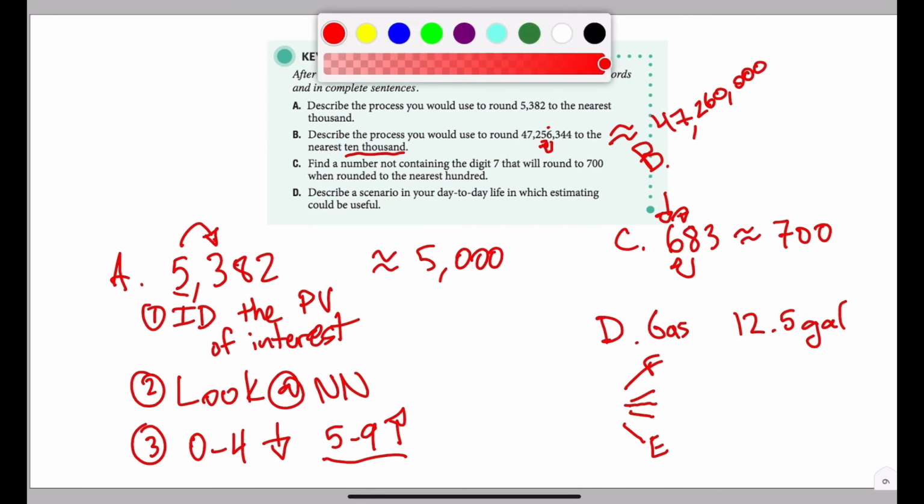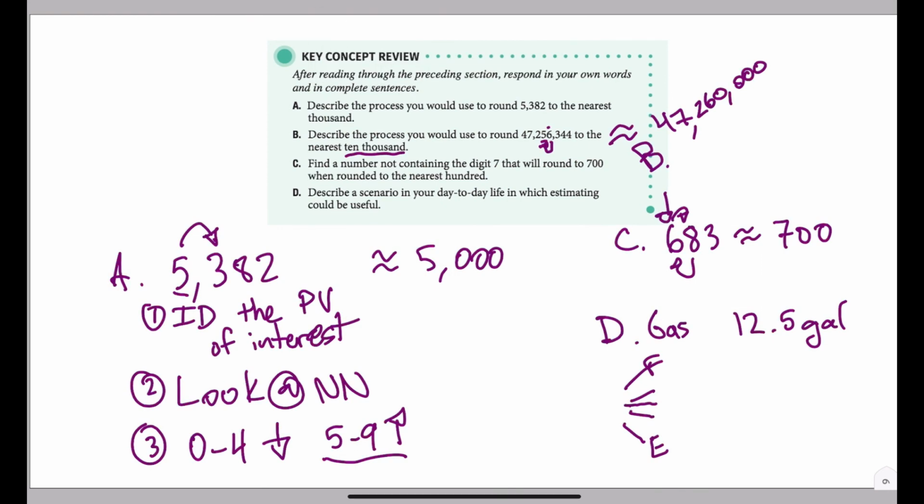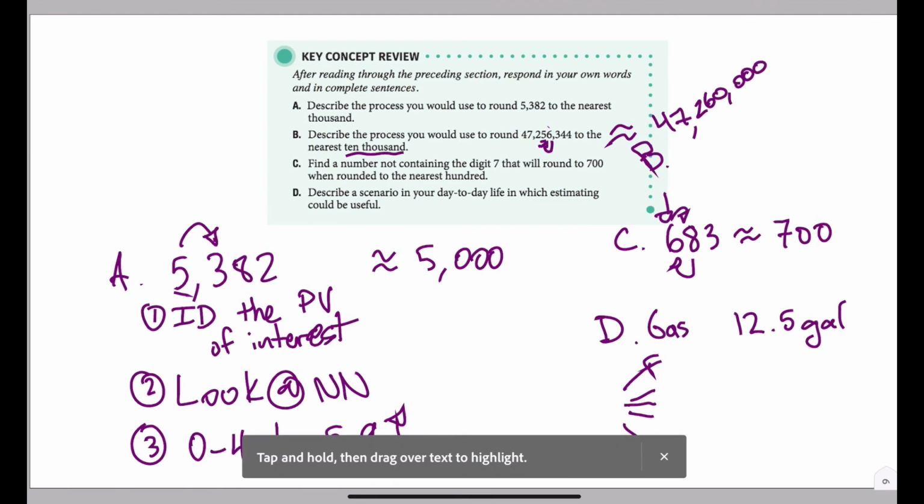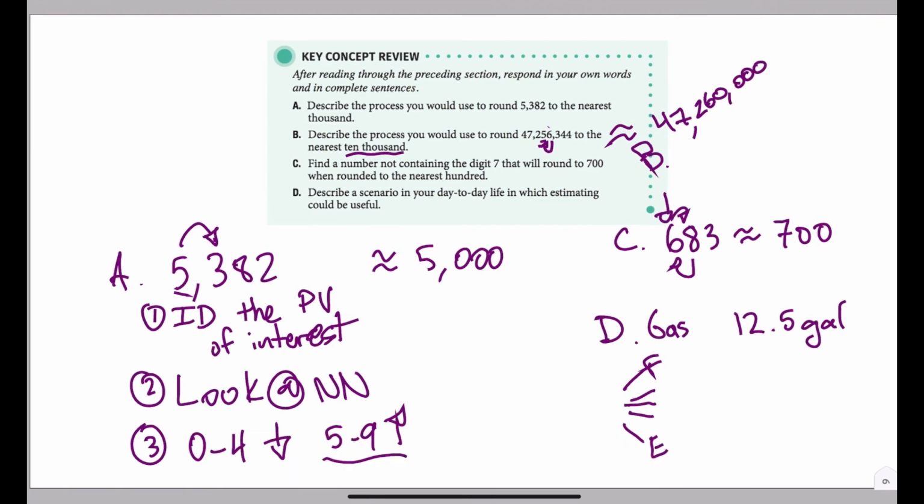I just wanted to show you, what if it's at a quarter tank? Okay, so if it's at a quarter tank, let's see. Half of 12 would be 6, and half of 6 would be 3. So there's like 3 gallons in each one of these little quarter tank sections on my gas gauge, approximately, right?